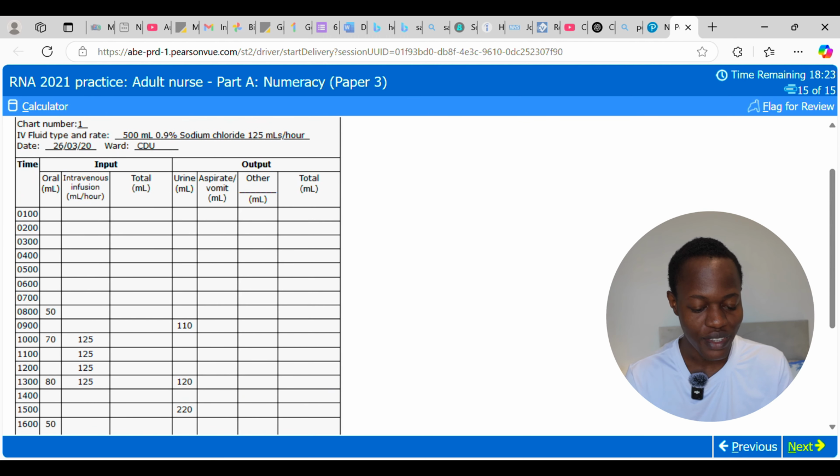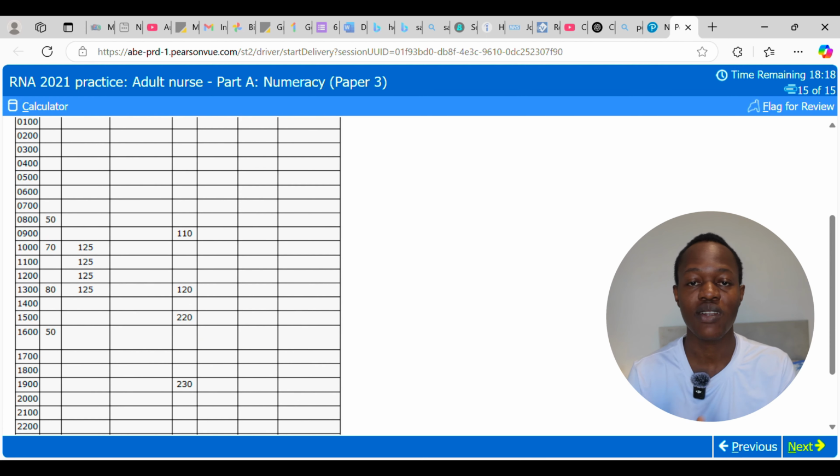Now we have the fluid balance chart. So what you have to do is to calculate your input, calculate your output, and then subtract them. If your input is greater than output, then it is plus. If the output is greater than input, then it is minus, which means that the person actually has lost fluid rather than gaining fluid. So it's as simple as that.